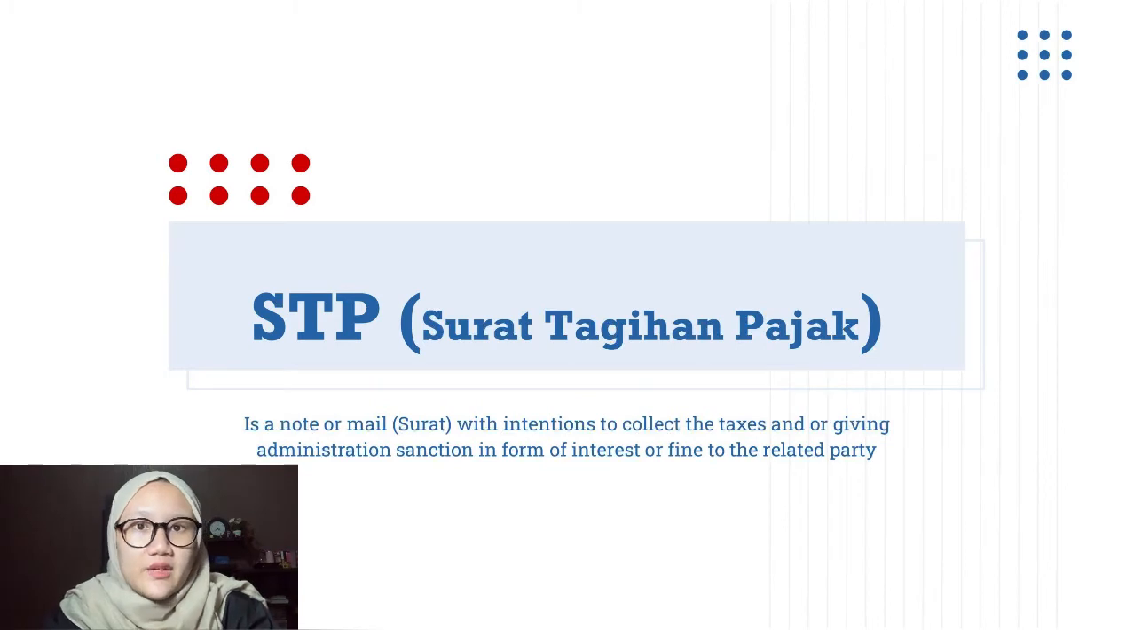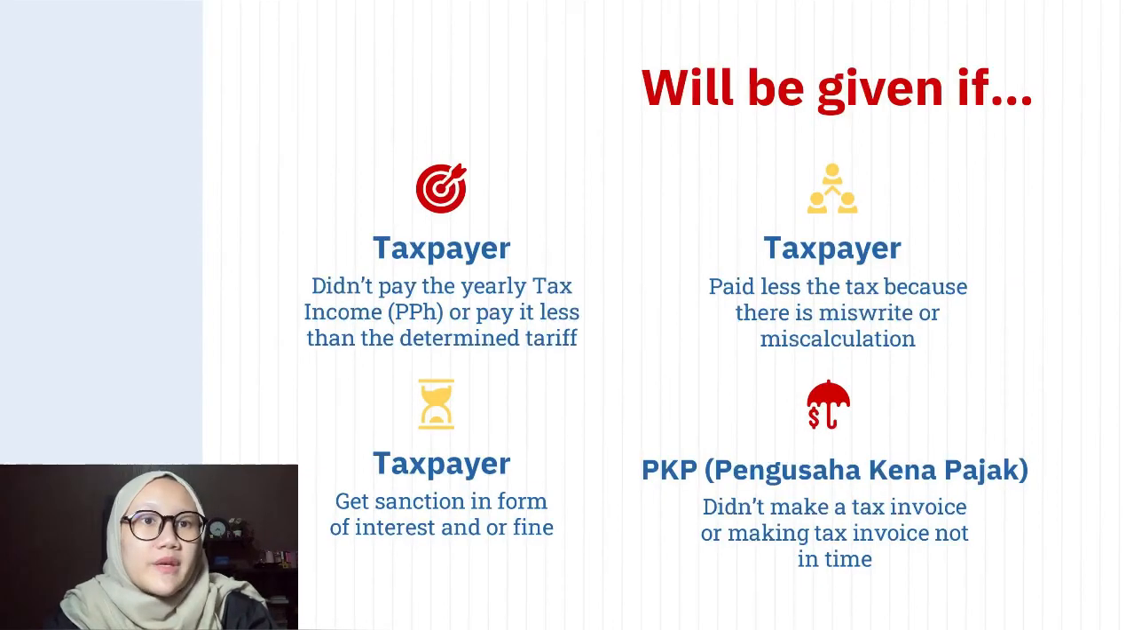And as we can see here, STP or Surat Tagihan Pajak will be given if the related party does these things. First, the taxpayer didn't pay the yearly income tax or PPH or pajak penghasilan, or paid less than the determined tariff. The second one is the taxpayer paid less tax because there is a miswrite or miscalculation in the report. This is because our country uses the self-assessment system that makes a taxpayer need to calculate, pay, and report their taxes payable independently. The third is the taxpayer gets sanctioned in the form of interest or fine.